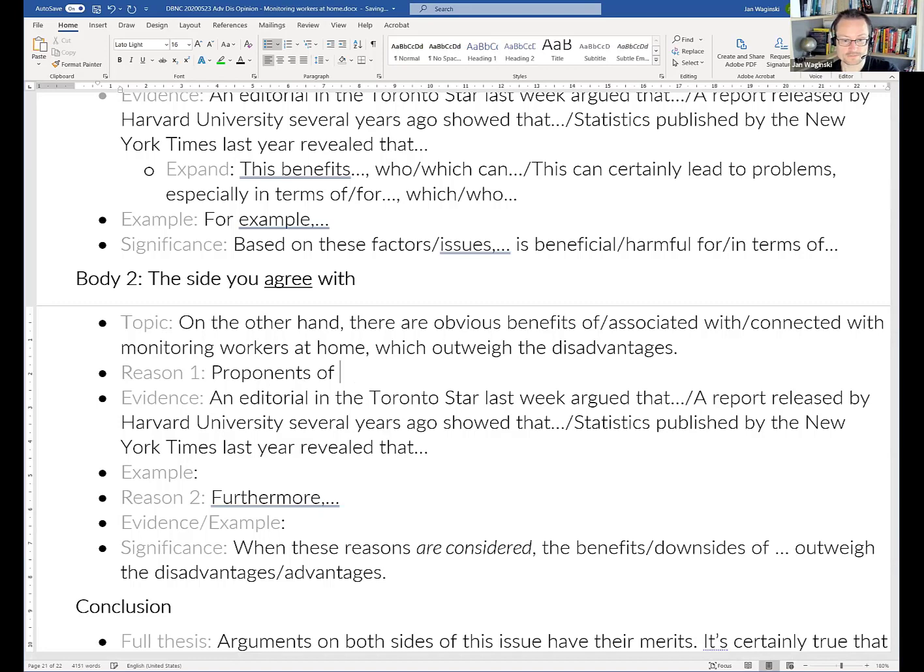Proponents of... So my question here, if I agree, is there a difference which word I use here? I will say supporters or critics. Well, critics would be, like, if you agree that this is a bad idea, then you would say critics of monitoring workers at home point to such and such a problem. So maybe I use it in the first paragraph, but here, because I am agreeing with this part, I would say supporters. Yes.